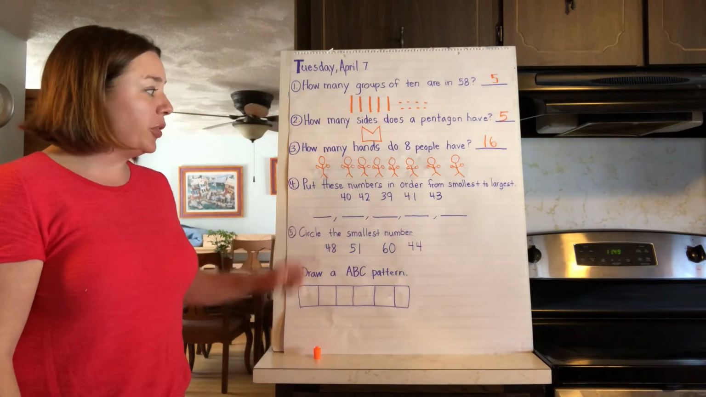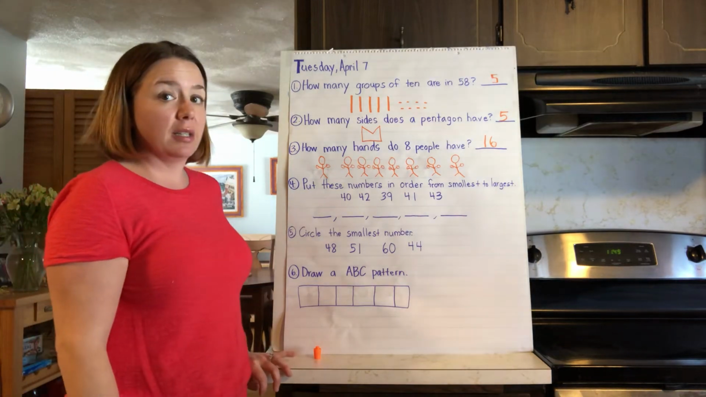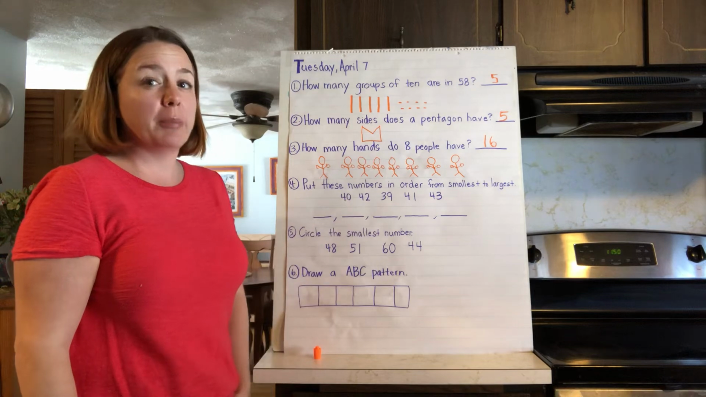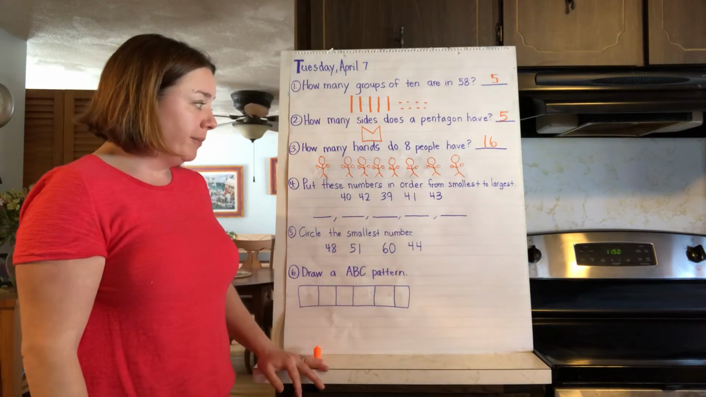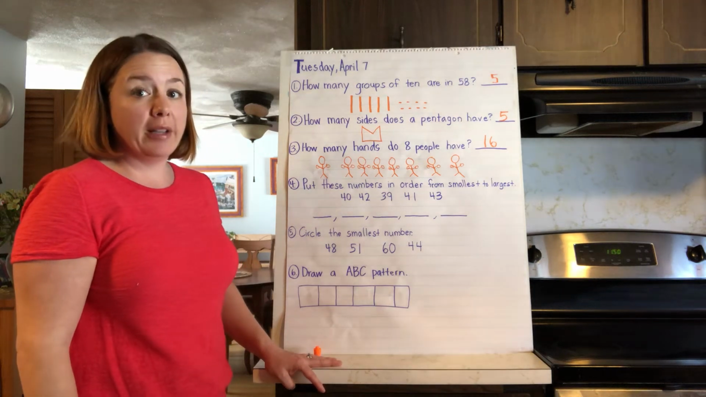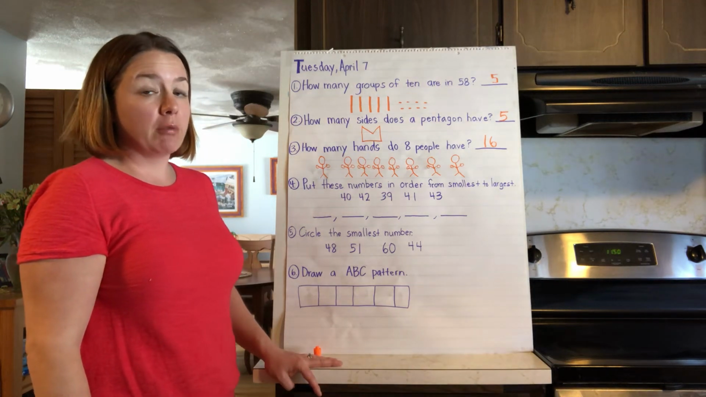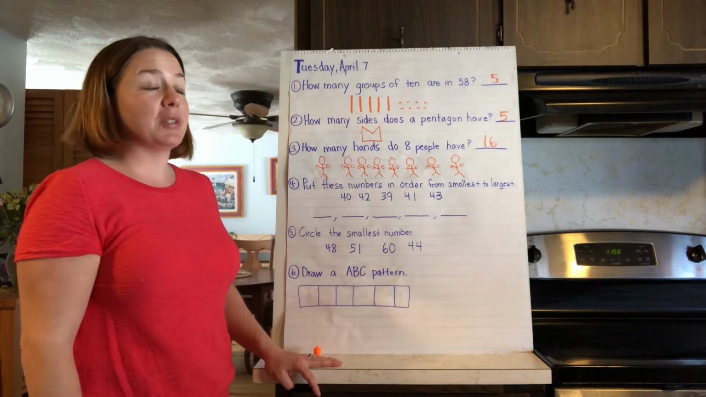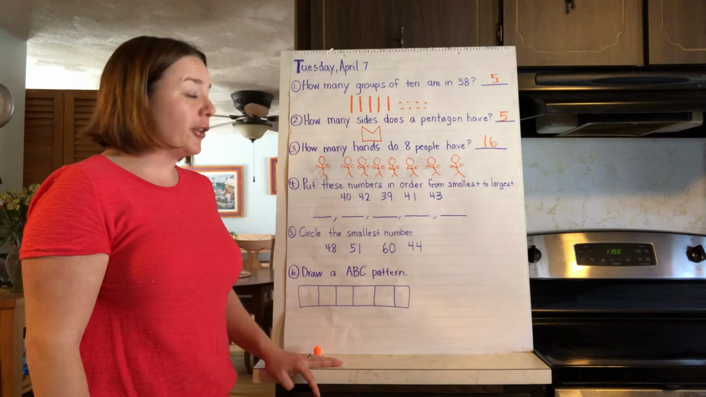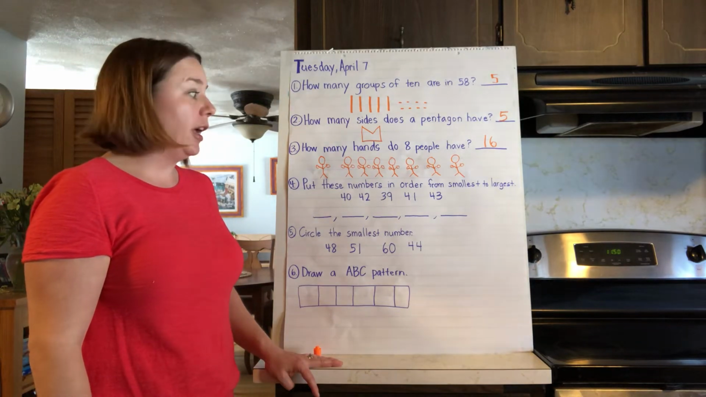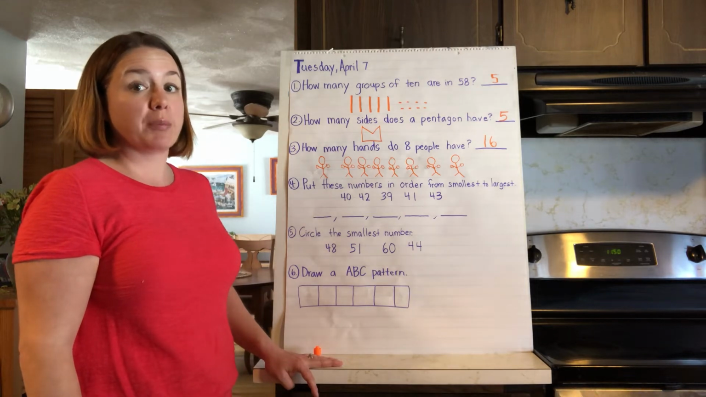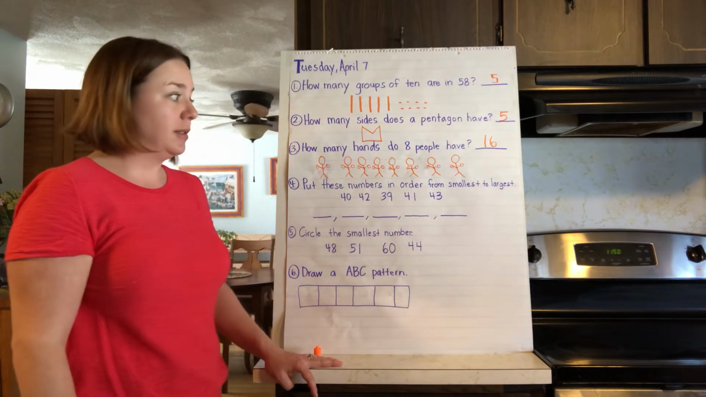Number 4 says, put these numbers in order from smallest to largest. So I want you to write these numbers the way I'm saying them, and then you're going to put them in order. 40, 42, 39, 41, 43. Write those numbers on your paper. 40, 42, 39, 41, and 43. After you write them down, I want you to put them in order from smallest to largest.